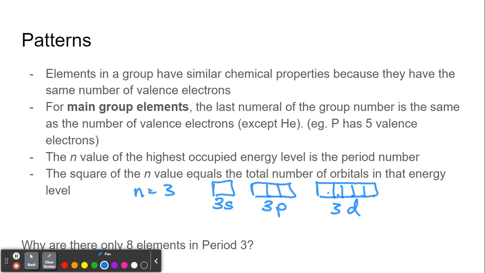9 orbitals. Wait, why are there only 8 elements in period 3? Well, think about it. Years ago you remembered that rule of 2, 8, 8 when you were drawing Bohr-Rutherford diagrams. But the reason you had to remember that rule, even though there should be 18 elements in the third period, is because these 3d orbitals are slightly higher in energy than the 4s. As a result, the periodic table looks the way it does. The 3d orbitals are actually slightly higher in energy than 4s.